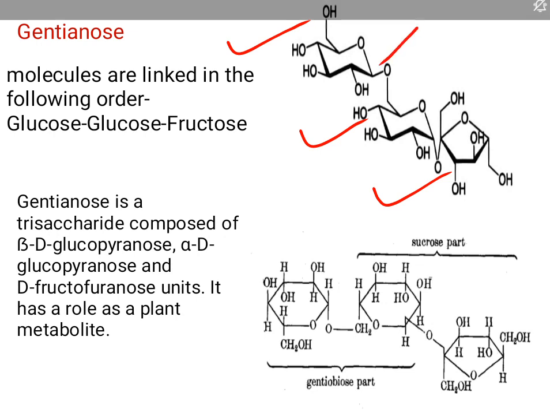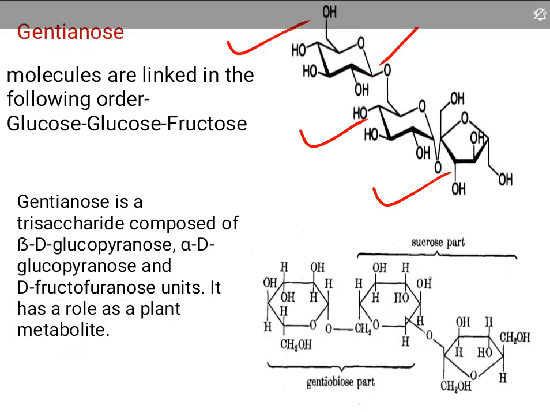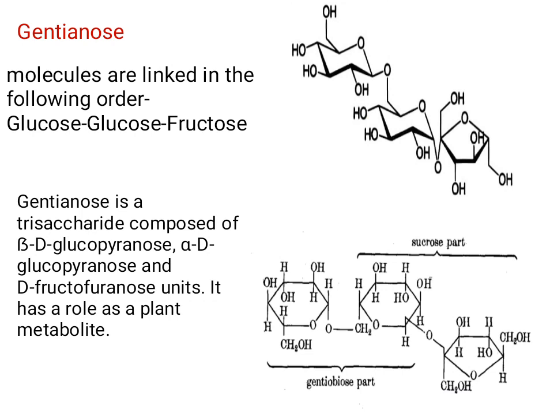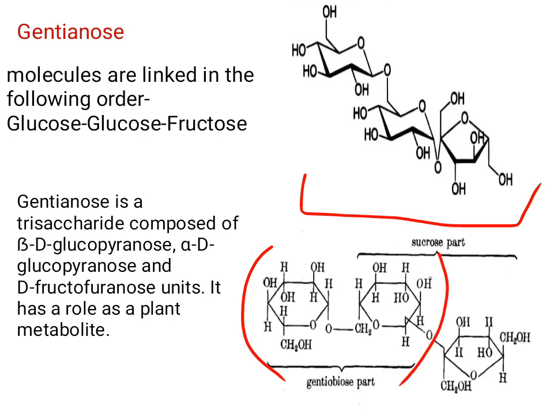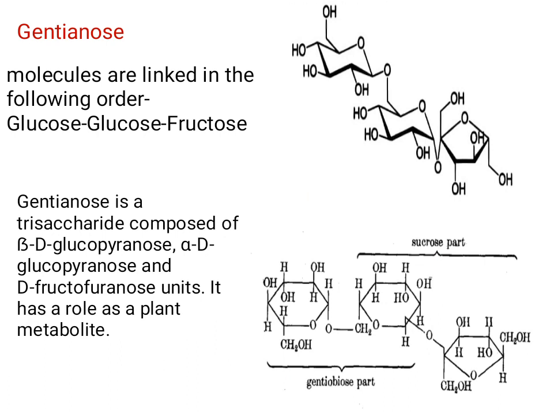This one is the beta linkage, this one is the alpha linkage, which contains the glycoside with this fructose. This linkage is the alpha linkage. It has a role as a plant metabolite. So this is the xanthanose structure, from which you can separate the xanthobiose part. So this is the xanthobiose, and this is the trisaccharide xanthanose.